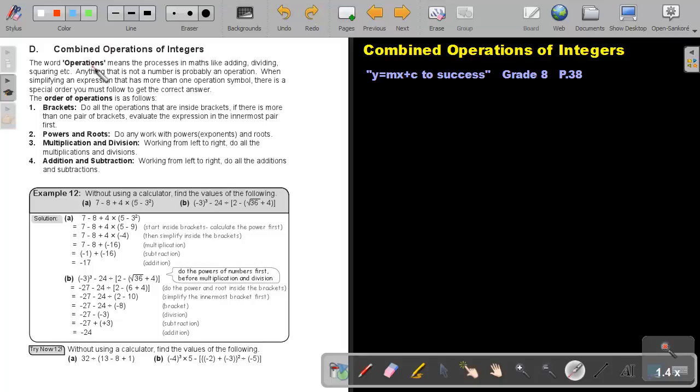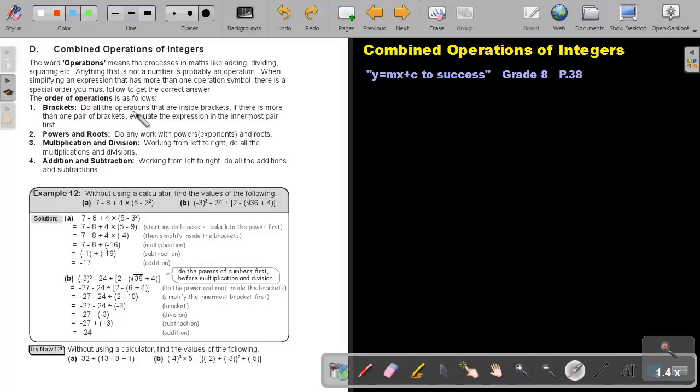The word operations means the processes in maths like adding, dividing, squaring, etc. Anything that is not a number is probably an operation. When simplifying an expression that has more than one operation symbol, there is a special order you must follow to get the correct answer. The order of operations is as follows.